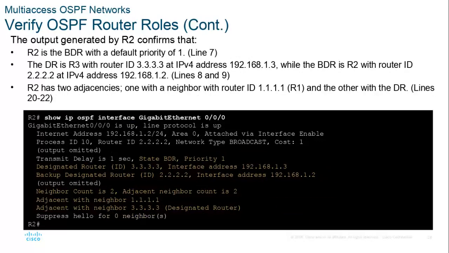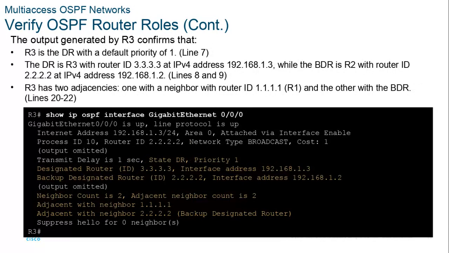So let's look at R2. We look at his state. R2 is telling us, well, I'm a backup designated router. And I'm adjacent with a neighbor who is not another designated router, but my neighbor whose ID is 3.3.3.3, that's a designated router. So this command show ip ospf interface is very valuable because it tells you what state this router R2 is in and where the backup and designated routers are in this particular network.